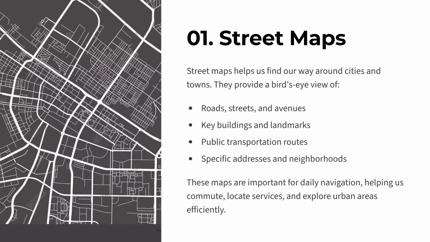First, street maps. These maps show the roads, streets, and buildings in cities and towns. They help us move around easily, find important places, and see how roads are connected. For example, when a delivery rider is finding your school or home, they use a street map, sometimes through apps like Google Maps. It shows landmarks, public transport routes, and even neighborhoods.